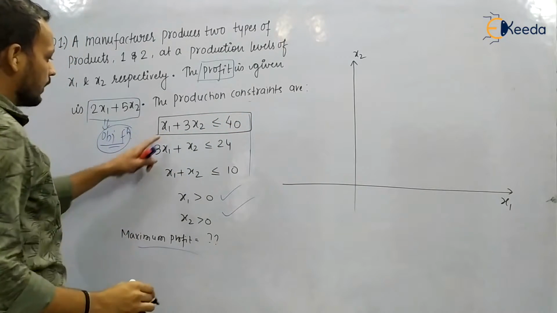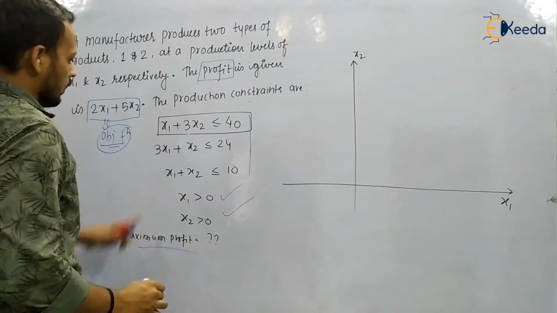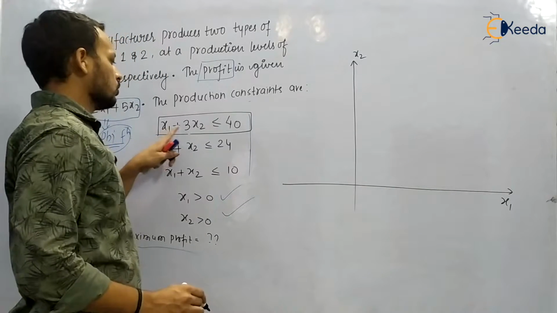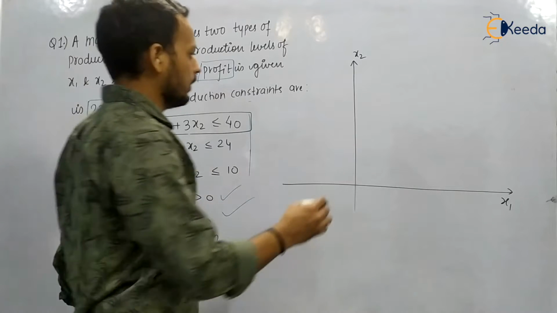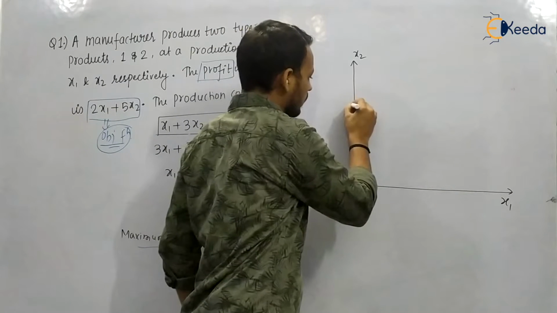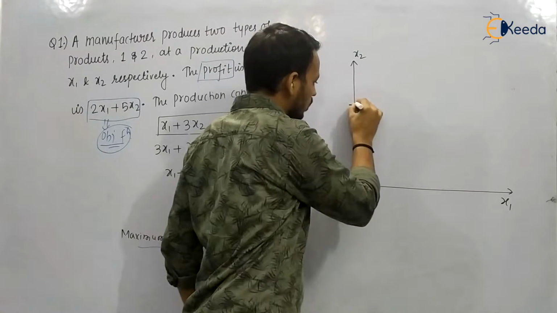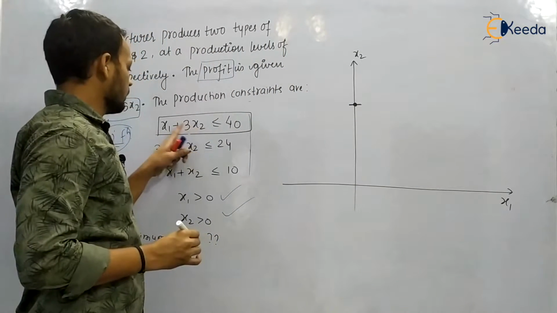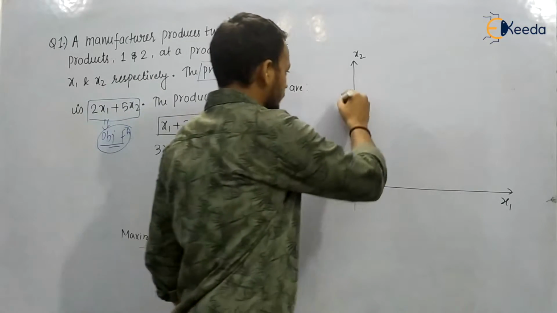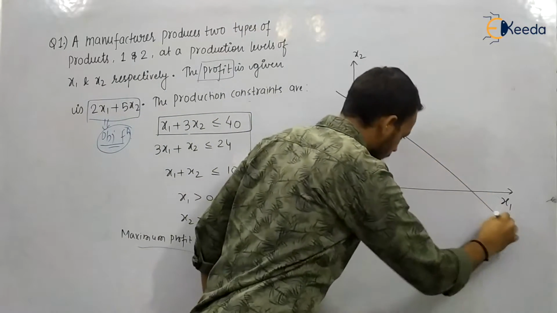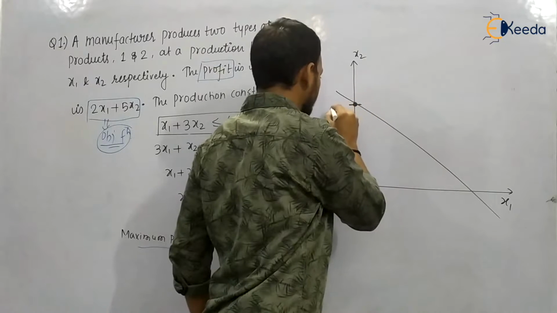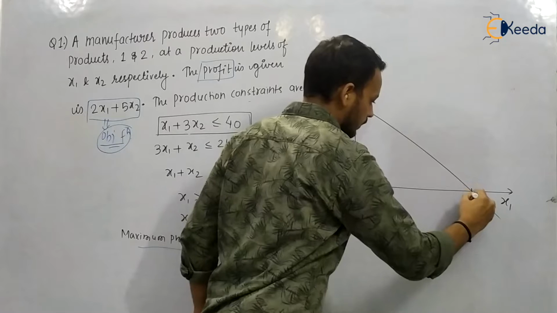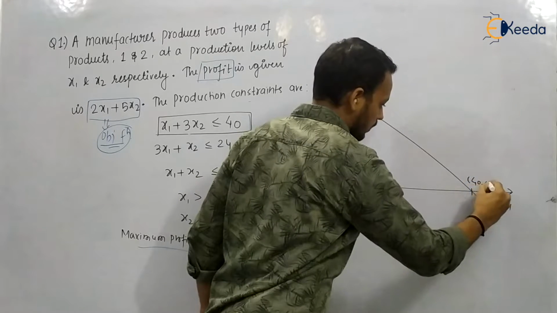The first constraint is x1 plus 3x2 less than or equal to 40. If you put x1 equals 0, then x2 is going to be 40 by 3, which is approximately 13. So the point is 0 comma 40 by 3. And if you put x2 equals 0, then x1 is 40. So this is 0 comma 40 by 3, and this is 40 comma 0.